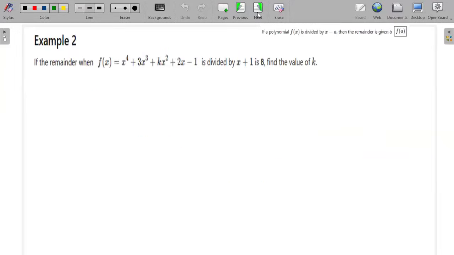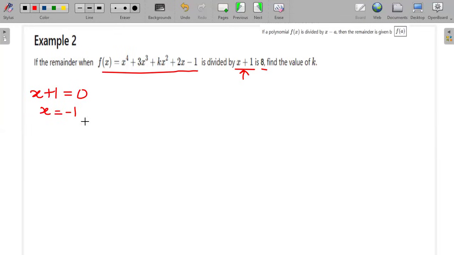Okay, so no questions. Let's look at another example under remainder theorem. So this one here, they're saying if the remainder, when this polynomial here is divided by x plus 1 is 8, find the value of k. Okay, so we're just going to use the remainder theorem here. So we're dividing by x plus 1. So I'm going to say x plus 1 is equal to 0. So that will be x is equal to minus 1.